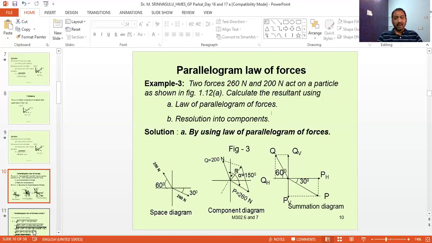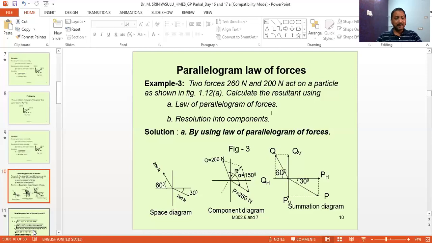For this, we have to consider the first two figures. The first one is the given figure, the space diagram. Here the 260 newtons is acting in the fourth quadrant and making an angle of 30 degrees with the horizontal, and the second force 200 newtons is acting in the second quadrant and making an angle of 60 degrees with horizontal.